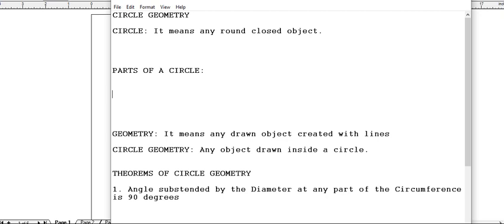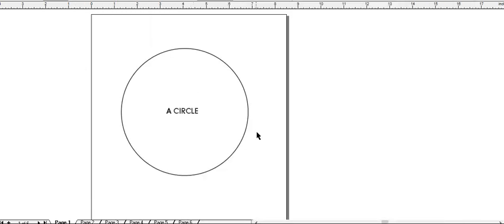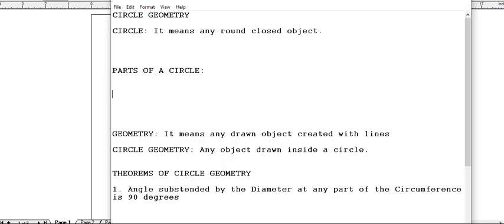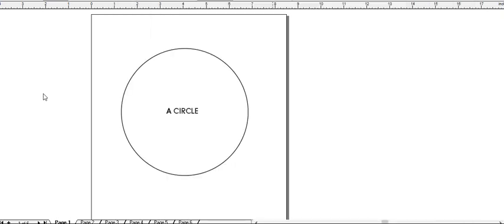Before we go into circle geometry, let me explain what the circle means to all of us. Circle simply means any round closed object. Let me show you the diagram of the circle. This is a circle, it's a closed round object, and that's the name in the middle. Circle, a circle. Now let's continue. Before we go, let's look at the parts of a circle. We have many parts inside a circle, ranging from diameter, radius, segment, sector, and the rest. So let's see them in pictures.